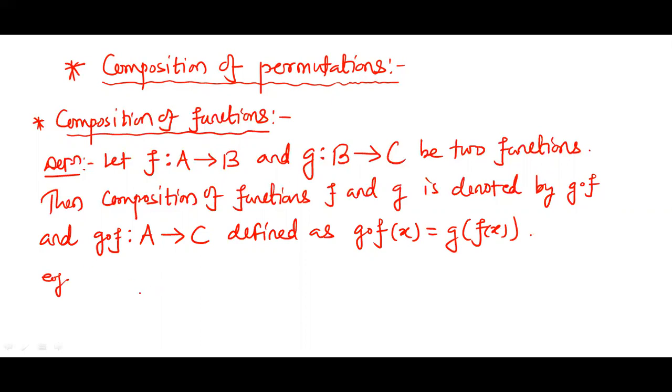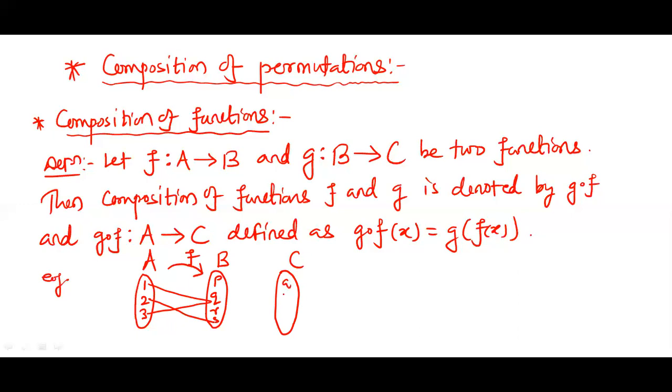suppose we have a set A which contains elements 1 to 3, and set B which contains elements P, Q, R, S, and f is a function from A to B such that 1 maps to Q, suppose 2 maps to R, and 3 maps to Q. See here f is a function from A to B. And suppose we have a function g from set B to set C.